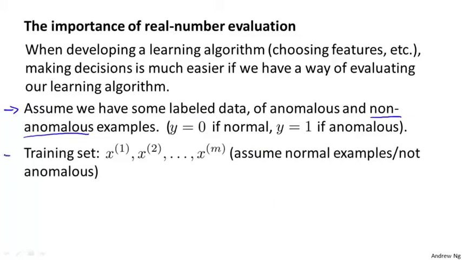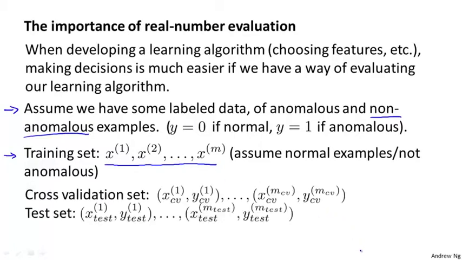We're going to think of this as the training set. We'll talk about the cross-validation and test sets later, but the training set we usually think of as still the unlabeled training set. This is our large collection of normal, non-anomalous examples. Usually we think of this as being non-anomalous, but it's actually okay even if a few anomalies slip into your unlabeled training set. Next we're going to define a cross-validation set and a test set with which to evaluate a particular anomaly detection algorithm.